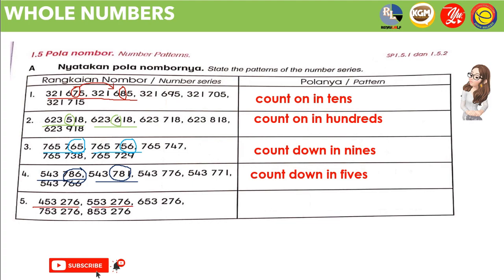Okay, let's look at the next question. 455,276, 553,276. So where is the difference? Is it the first digit or the place value of 100? Thousands. So count on in hundred thousands.